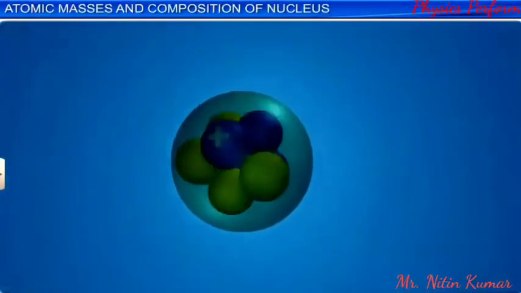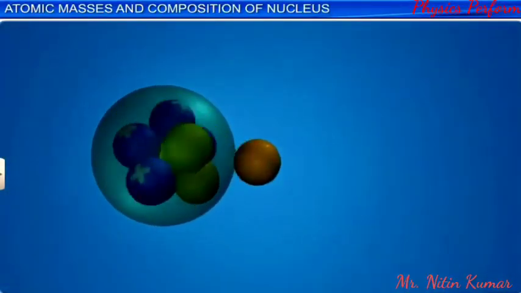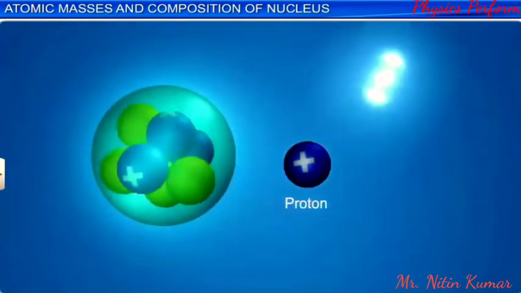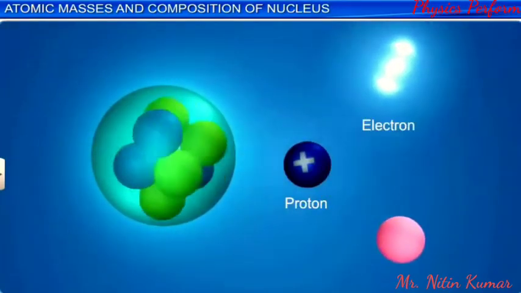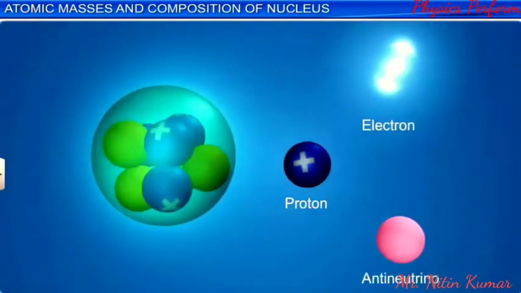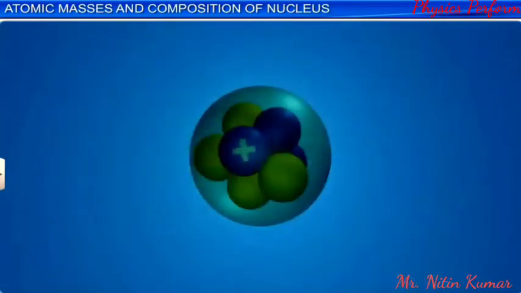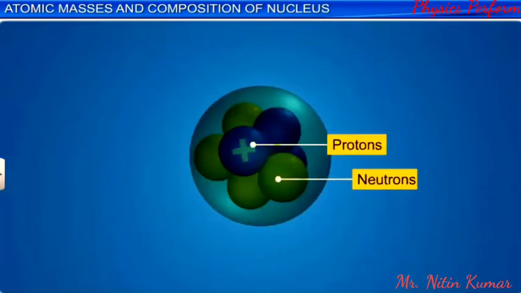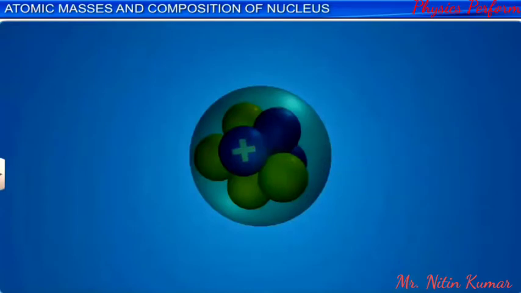A free neutron decays into a proton, electron, and an antineutrino. Therefore, the nucleus consists of positively charged protons and neutral neutrons. Neutrons and protons together are called nucleons.